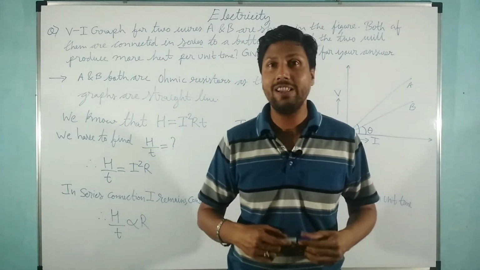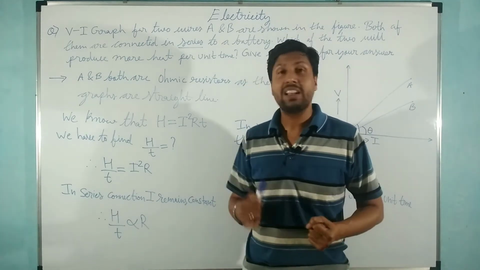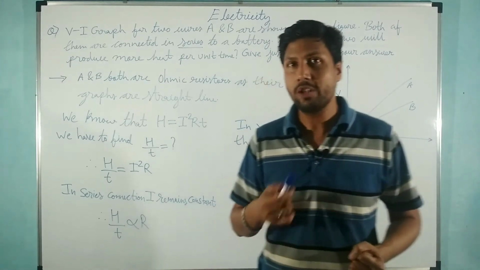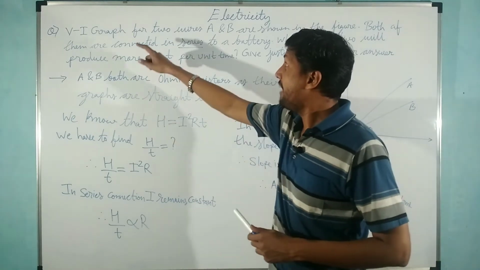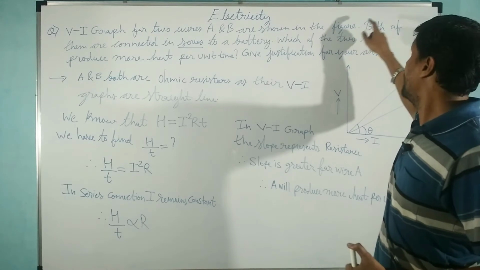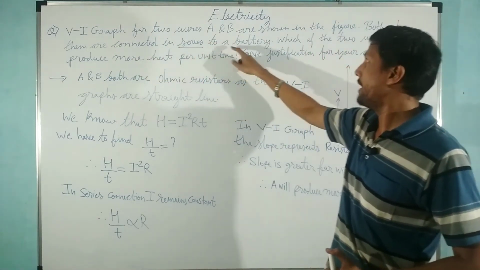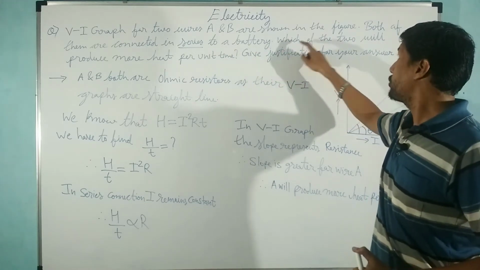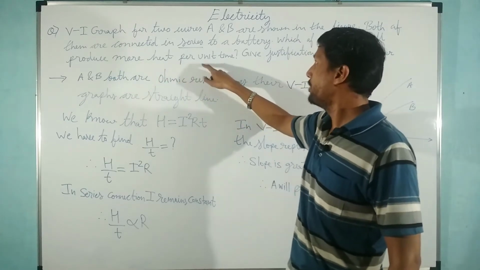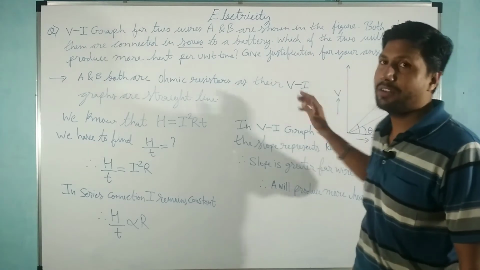Today we are going to solve the next numerical of chapter electricity. This numerical is less of a numerical but more of a conceptual question. Let's see what the question is. VI graph for two wires A and B are shown in the figure. Both of them are connected in series to a battery. Which of the two will produce more heat per unit time? Give the justification for your answer.